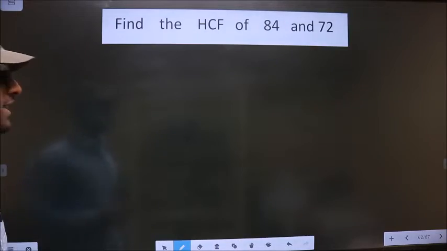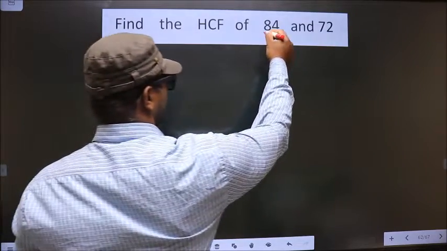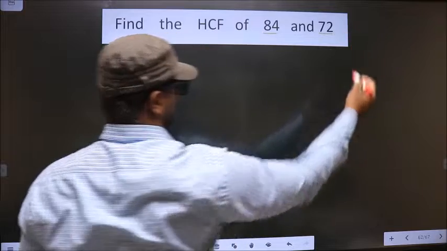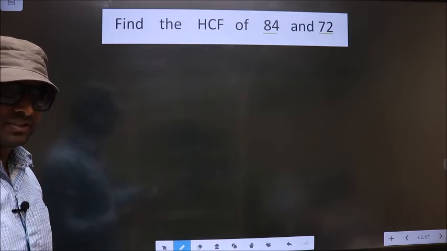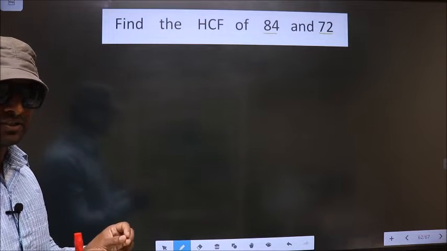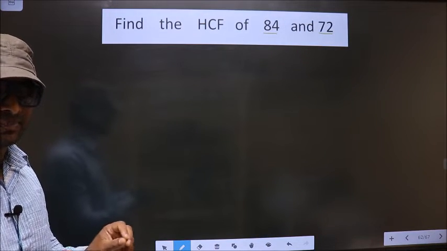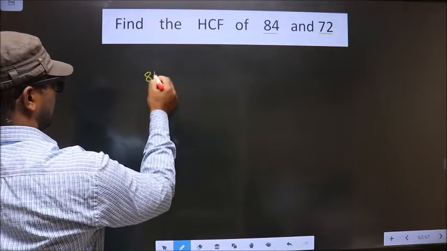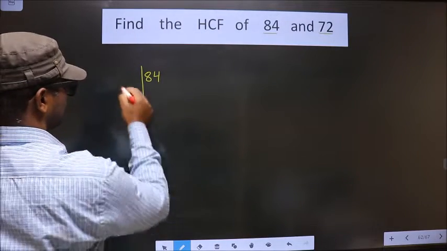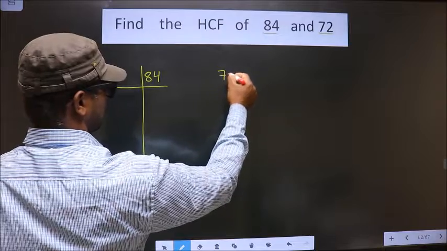Find the HCF of 84 and 72. To find the HCF, first we should do the prime factorization of each number separately. That is 84, 72.